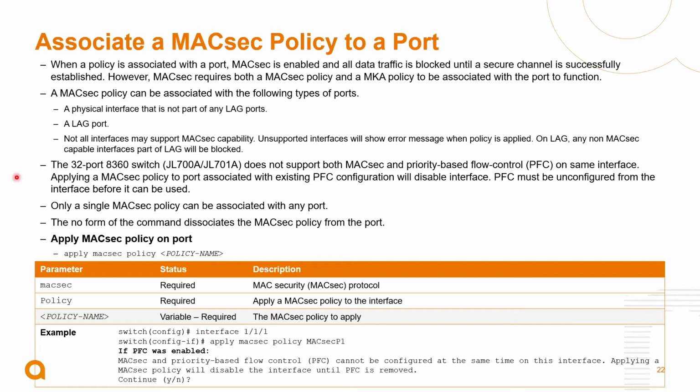On the 8360, the SKU that we currently have, only interfaces 1 to 4 support MACsec. So you can't have MACsec configured on any other port. And on the JL700A, we don't support MACsec and PFC together, so you can't have them enabled on the same interface at the same time. When you try to configure that, you would see a prompt on the CLI warning the user. If a configuration like that is still applied, that is, both MACsec and PFC are configured on the same interface, the interface would be disabled until one of them is unconfigured on the interface. Obviously, you can only configure a single MACsec policy on a port.